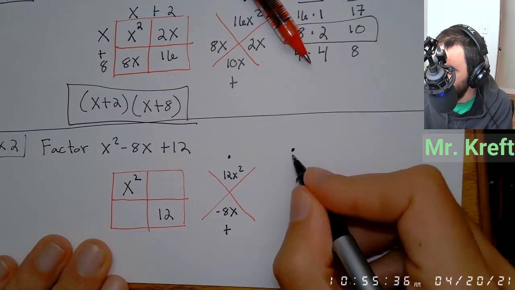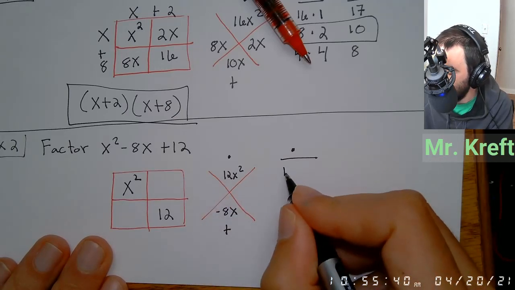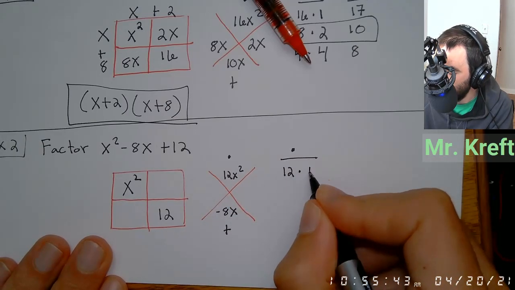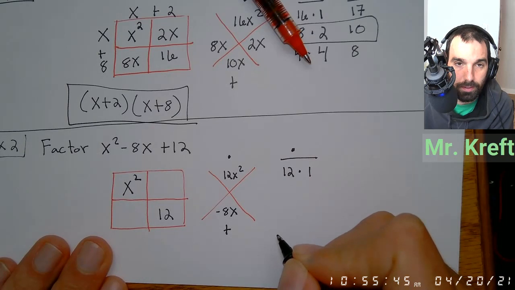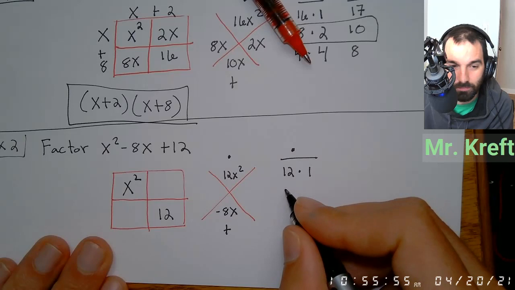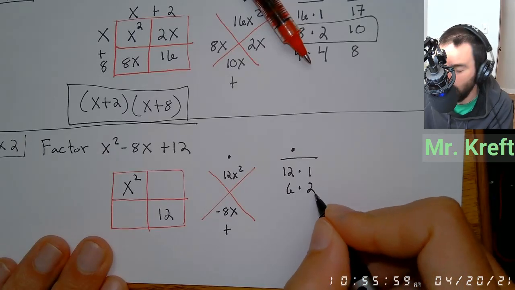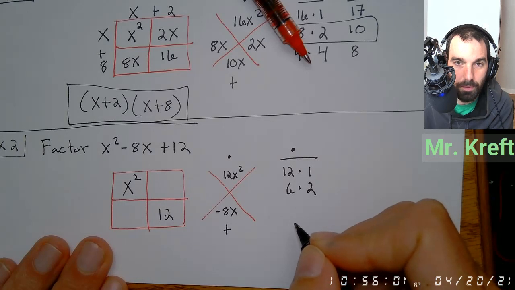Okay. So the first thing I'm going to do is think of things that multiply to get 12x squared. So I got 12 and 1. What else do we got, guys? There's a couple, right? Yeah, 6 and 2. There's one more I can think of. What's the other one?